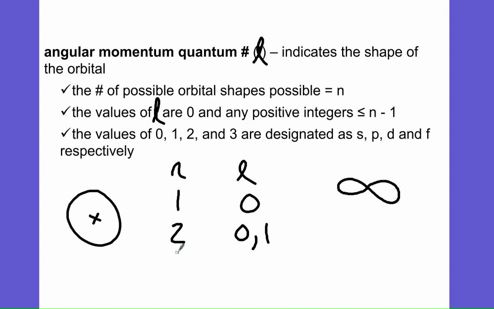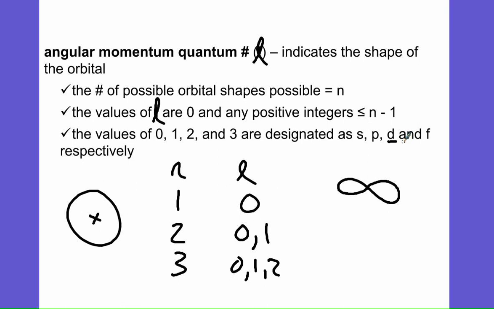Whereas when I go to n equals 3, I can go from 0 to 1 to 2 now even, because 3 minus 1 is 2, and that brings in a whole new shape, and that's going to be my D sublevel. The shapes for those orbitals, as we go from D to F, further and further, are a little bit too complicated to describe. So we're not actually worried about those shapes. We're really mostly concerned with S and P.